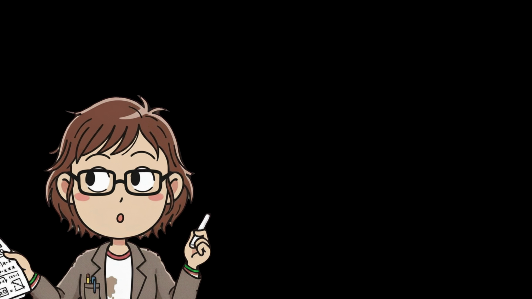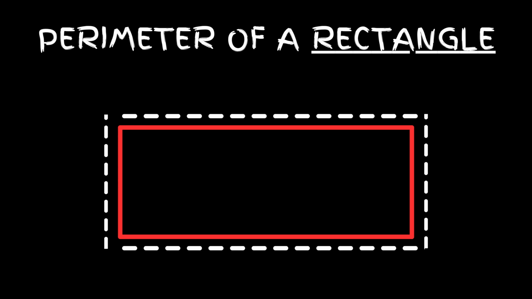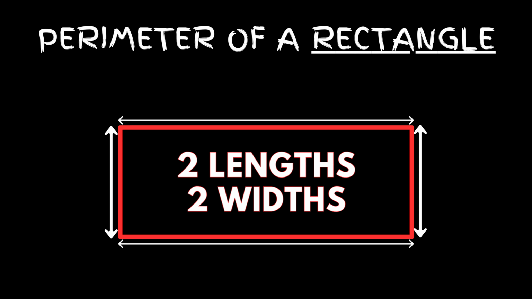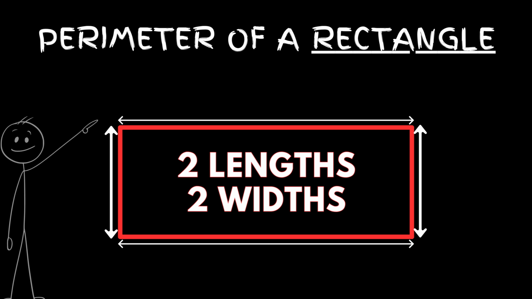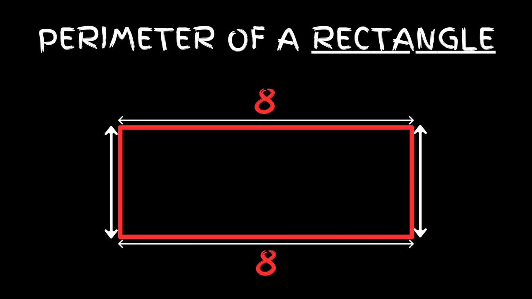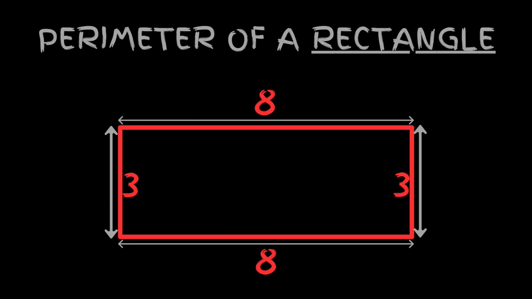Now let's move on to finding the perimeter of a rectangle. Remember, the perimeter is just the distance around the outside of a shape. The basics of a rectangle is that it's made up of 2 lengths and 2 widths. The cool thing is that the opposite sides are equal. So if this side is 8, the opposite side is also 8. And if this side is 3, the opposite side is also 3.